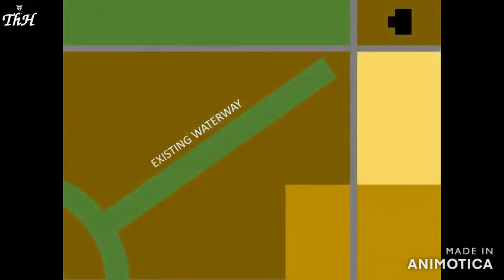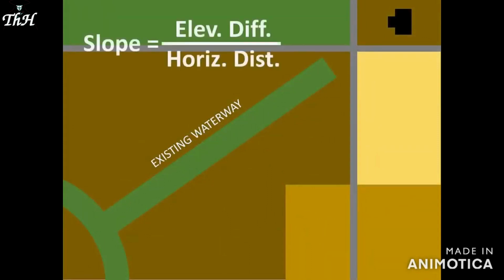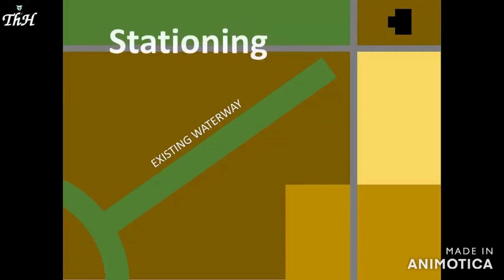Here's a simplified map of your waterway. Computing waterway slope requires not only elevation difference, but also horizontal distance. For simplicity, we use a system called stationing to indicate horizontal distance. Very similar to mile markers along a highway, stations tell us the distance from an origin point. We'll mark the low end of the waterway with a wood stake labeled with station 0 plus 00.